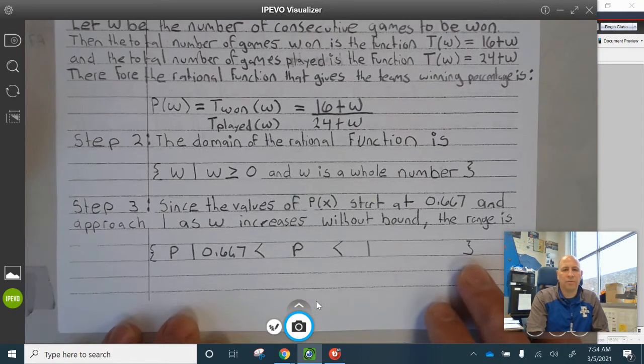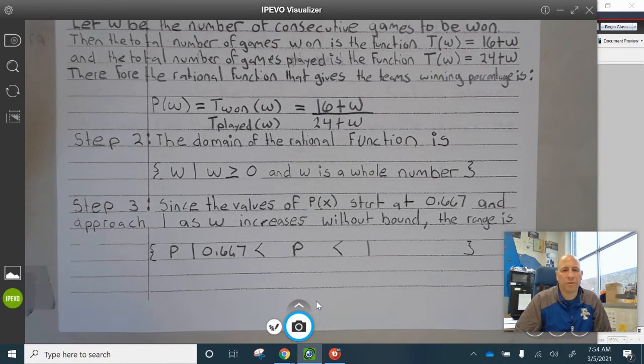The domain of the function is W such that W is greater than or equal to 0 and W is a whole number. Step 3. Since the value of P of W started at 0.667 and approaches 1 as W increases without bound, the range is P such that 0.667 is less than P, which is less than 1.